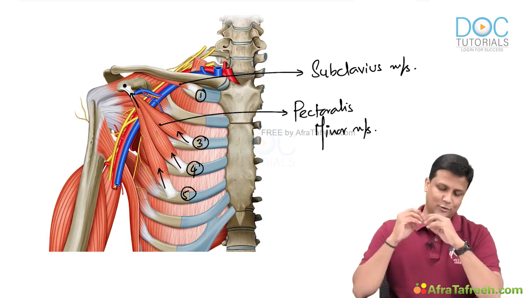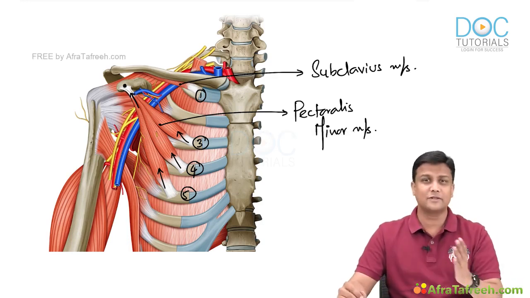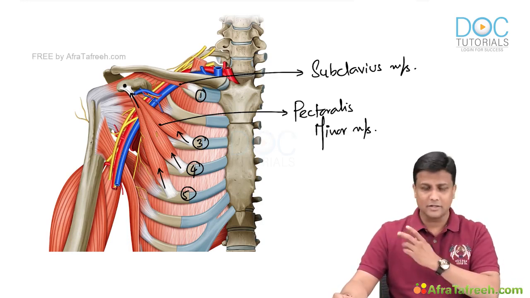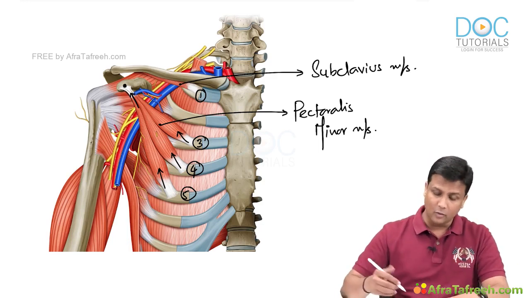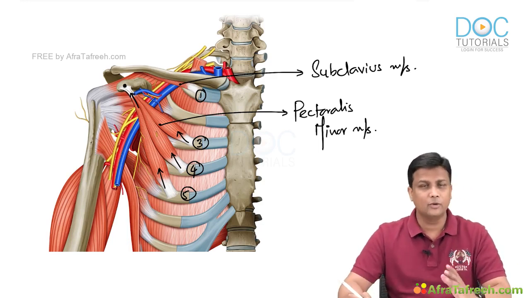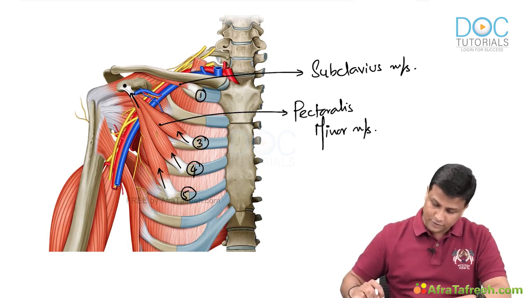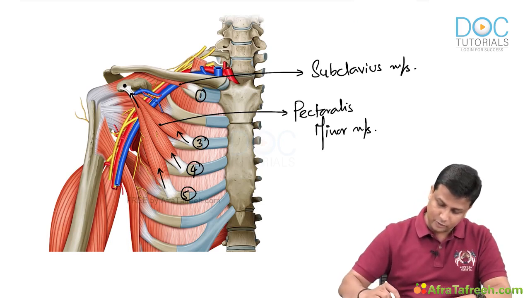Is it okay? So let us do one thing here. Let us now remove these muscles also, guys. The pectoralis minor muscle, the subclavius muscle, and whatever vein, artery, nerves, everything I'm going to remove from there. If you remove all the structures from here, this is how the diagram looks like now.